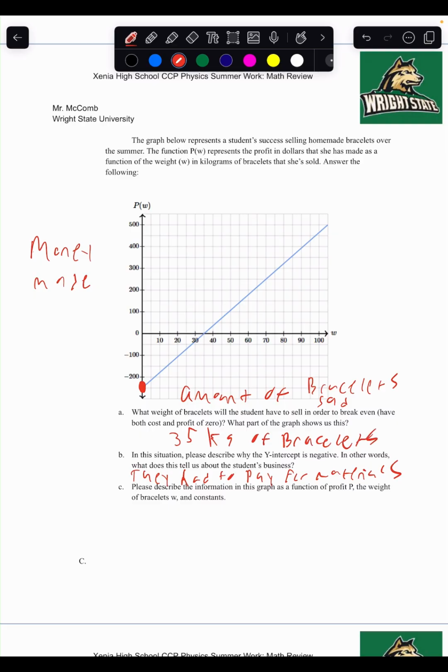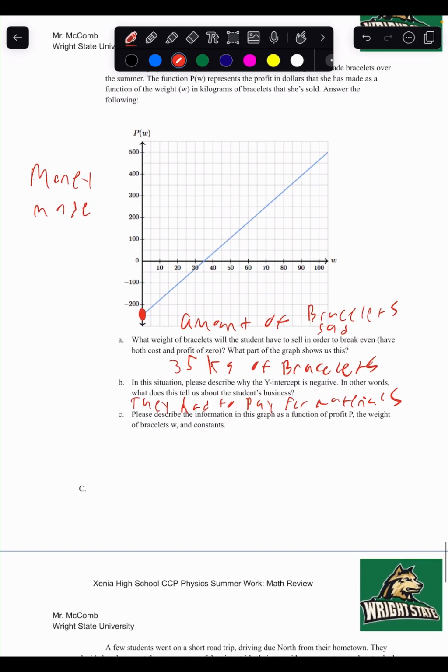35 kilograms of bracelets is insane. This question is insane, actually. It has kind of the same energy as those math problems from elementary school where like a kid goes to the supermarket and buys 80 watermelons. This kid is selling 35 kilograms, which is like 80 pounds of bracelets. It's a lot of bracelets.